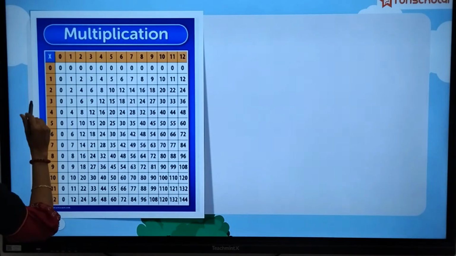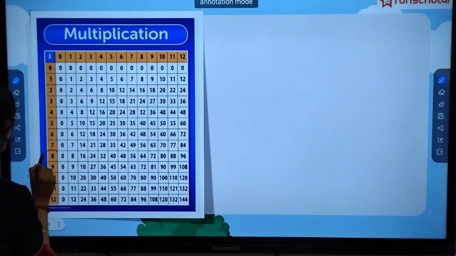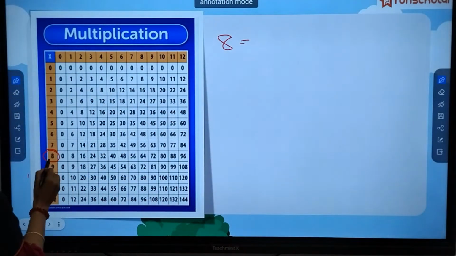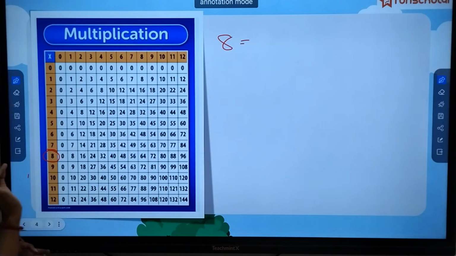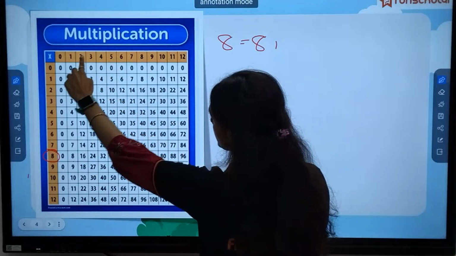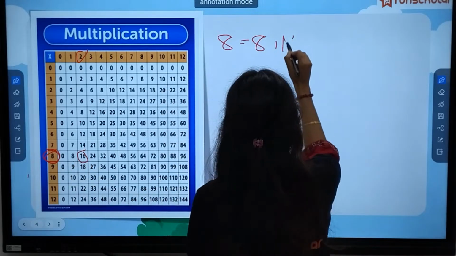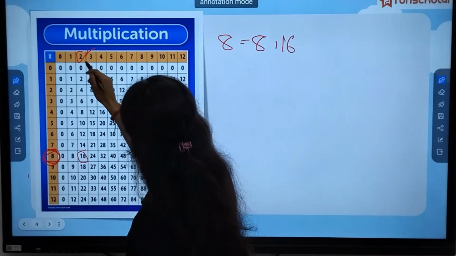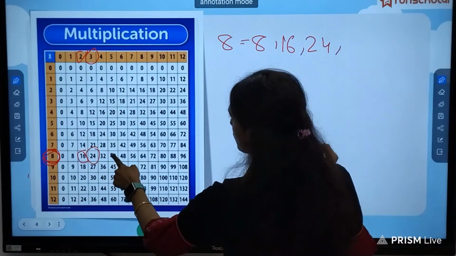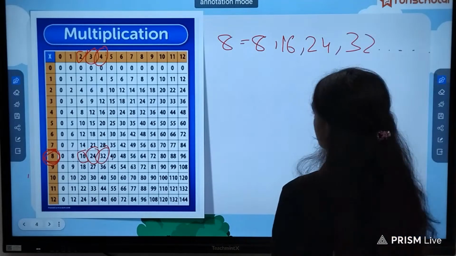So from here you can see that multiplication, if I ask what is the multiple of 8, so what will be the multiple of 8? The multiple of 8 will be, 8 zeros are 0 and we do not start with 0. So 8 1s are 8. 8 into 2 equal to 16. Similarly, 8 into 3 equal to 24. 8 into 4 equal to 32, and so on.